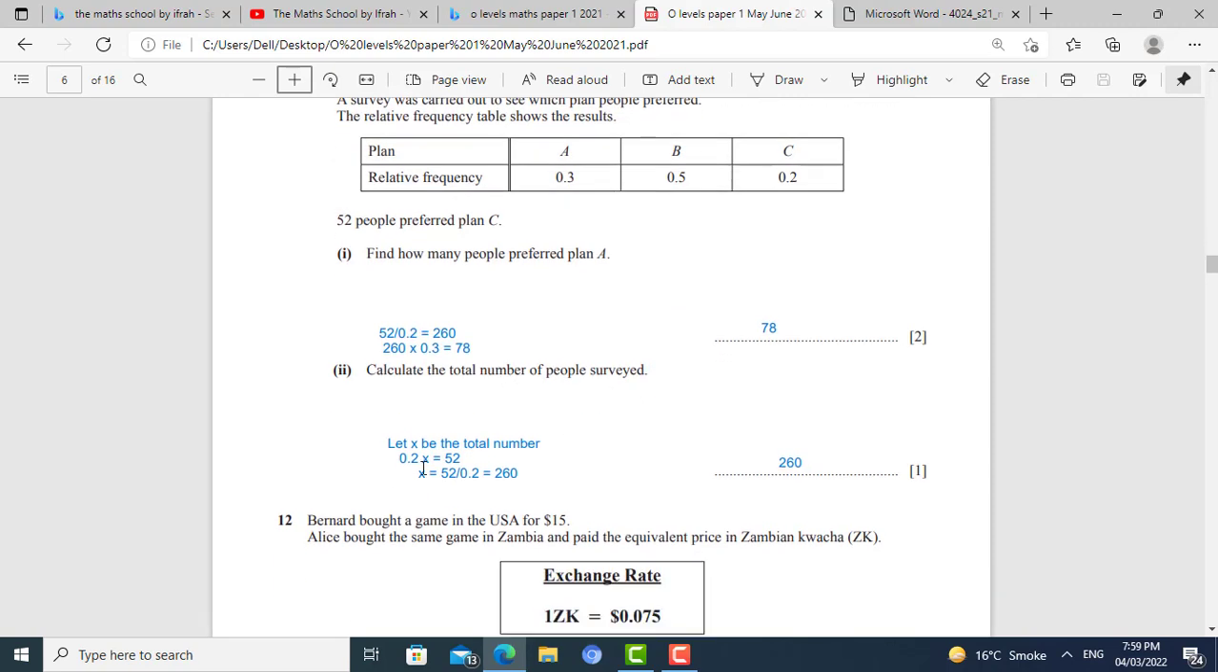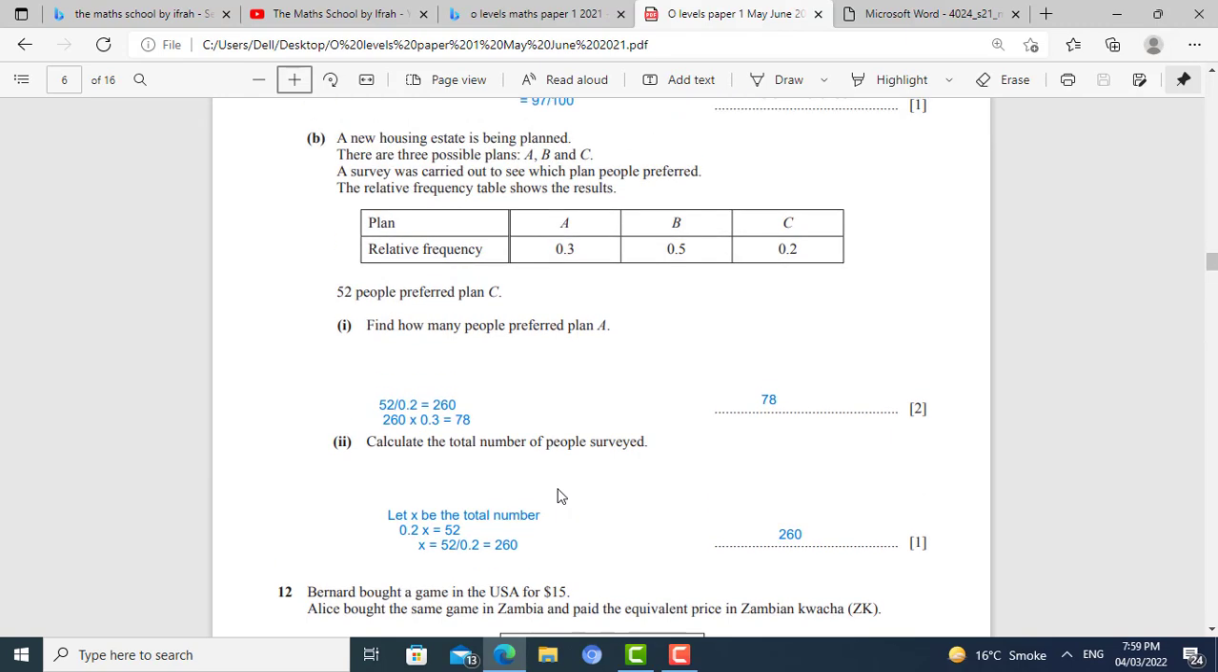Calculate the total number of people surveyed. Let x be the total number of people surveyed. 0.2 times x is equal to 52, and x is 52 over 0.2, that is 260. The total number of people surveyed is 260.